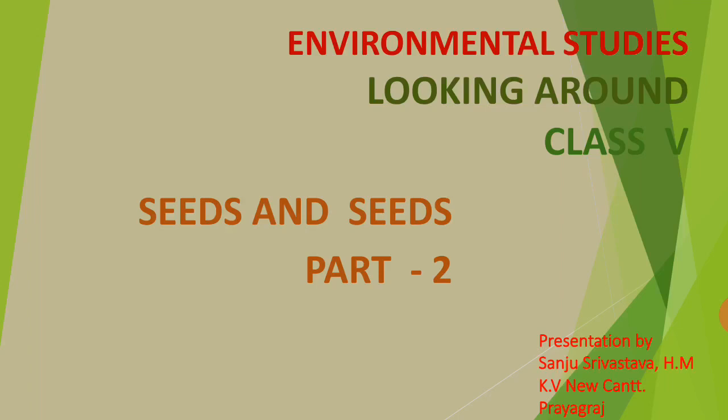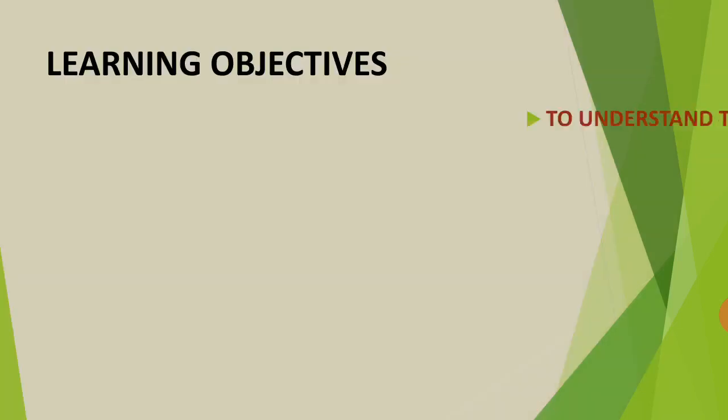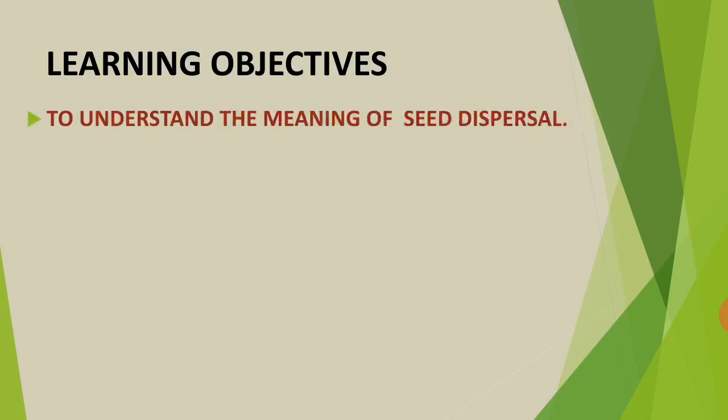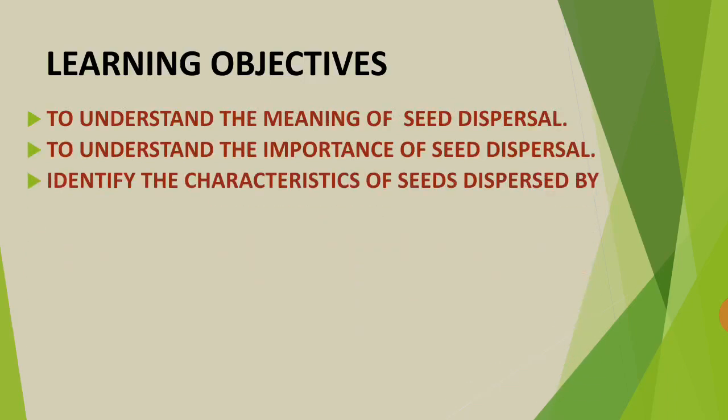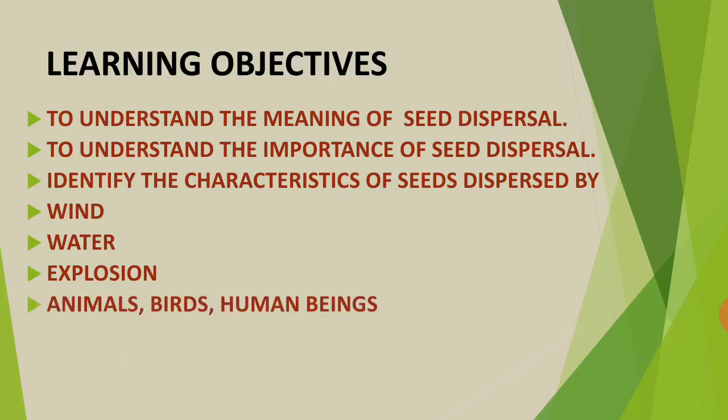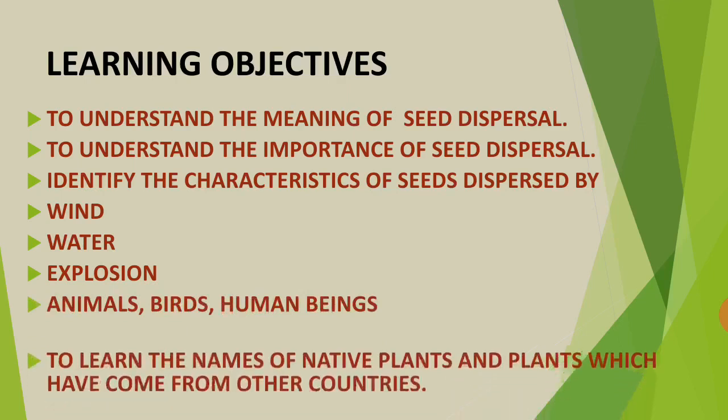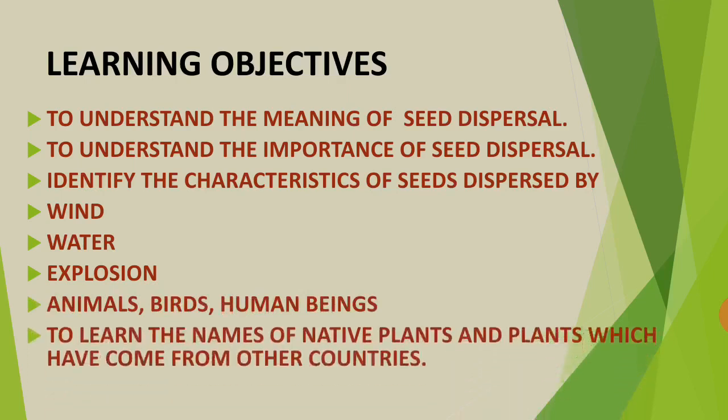While going through this chapter, you will learn to understand the meaning of seed dispersal. You will understand the importance of seed dispersal. You will identify the characteristics of seeds dispersed by wind, water, explosion, by animals, birds, and human beings. You will also learn the names of native plants and plants which have come from other countries.